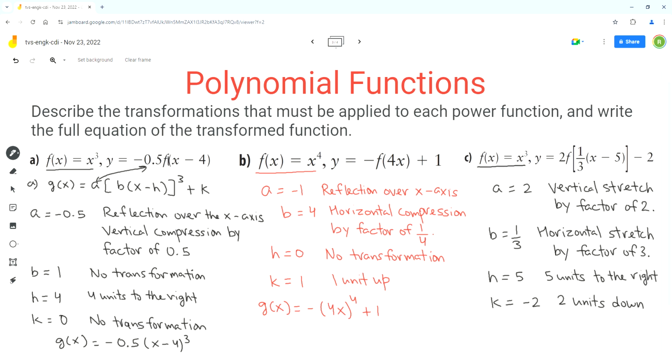So these are the transformations in part C. Now we can write the transformed function for part C. We start with the a value, then the b value. Since there is an h value, we have to use the parentheses. And we write the k value at the end. So this is the transformed function for part C.